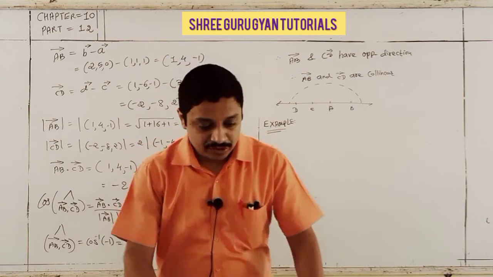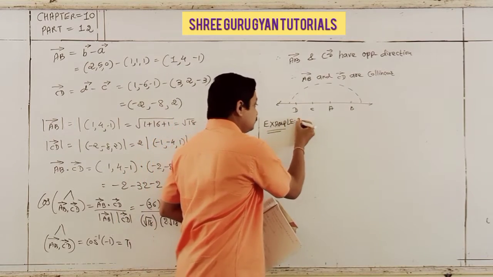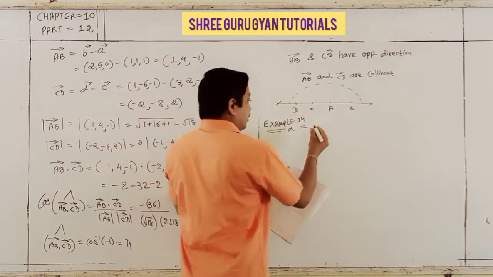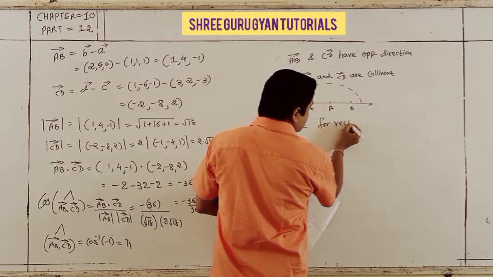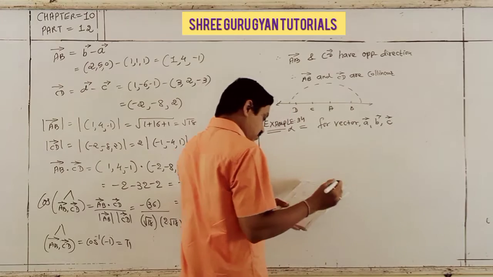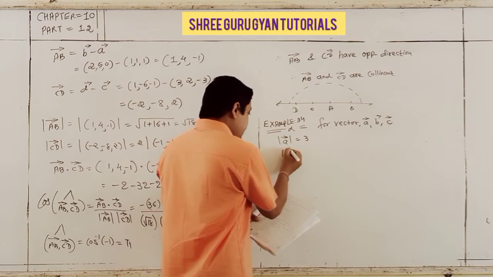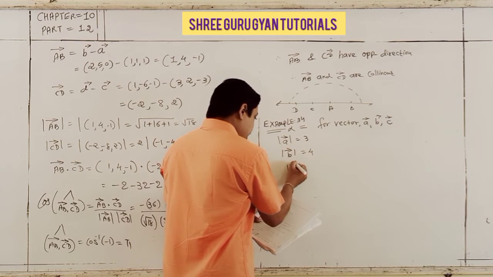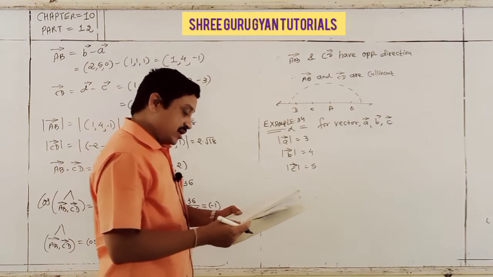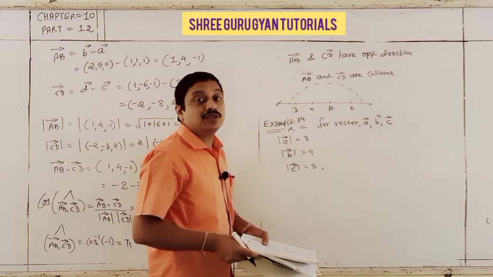Example number 34. It is important for the exam. A, B and C are vectors with modulus of A equal to 3, modulus of B equal to 4, and modulus of C equal to 5. And any two vectors' sum is perpendicular to the other one.